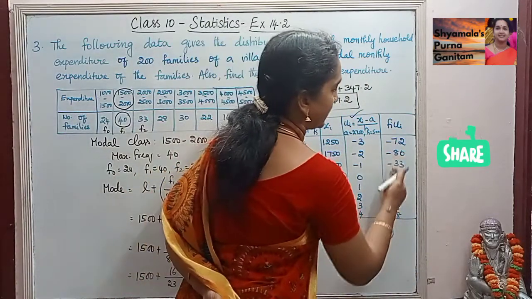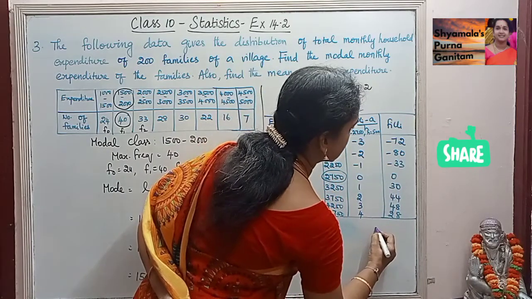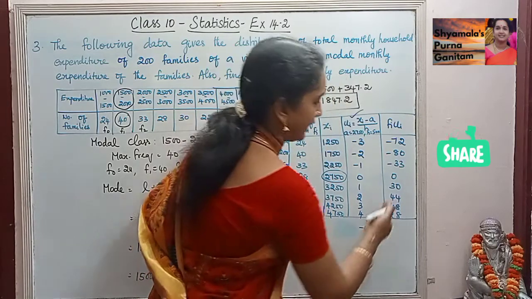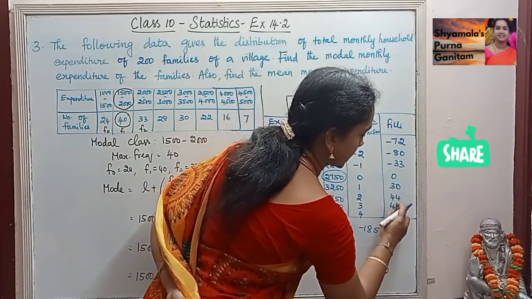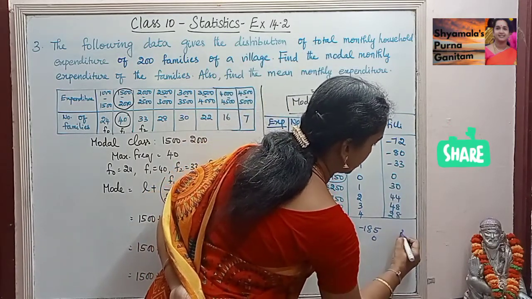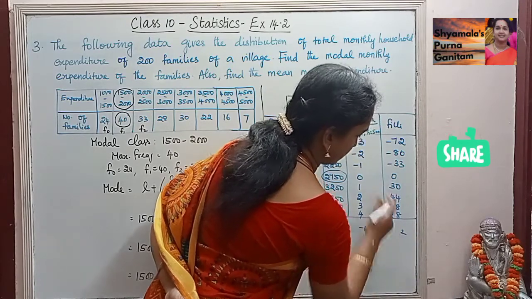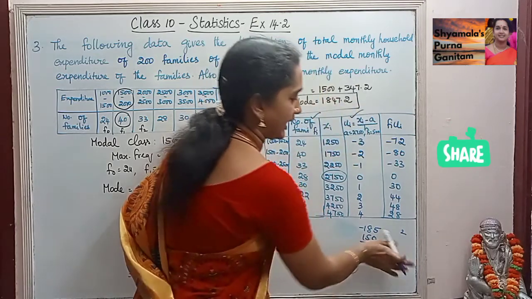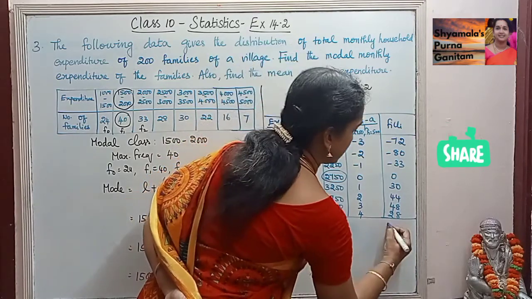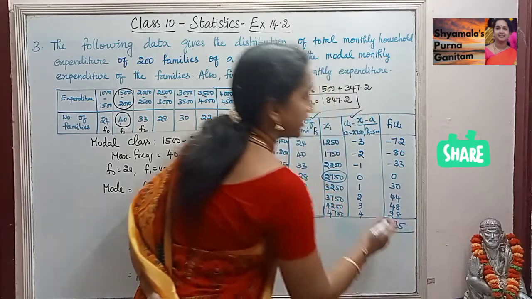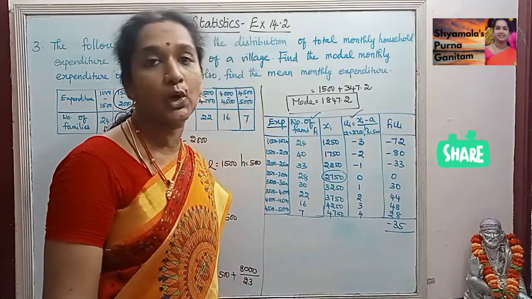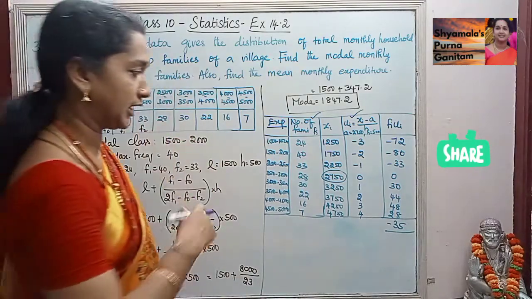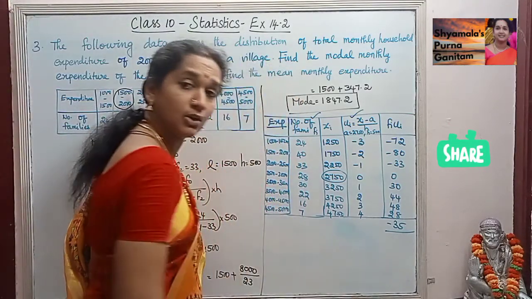When we add the negative values, we get minus 185. When we add the positive values, 30 plus 44 plus 48 plus 28, we get 150. When we subtract, we get minus 35. So this is the sigma fi ui value. Then sigma fi is already given as 200. Now we will substitute in the formula.